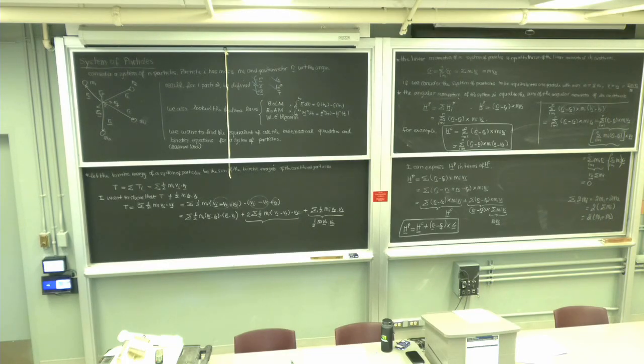Questions? Yeah, I guess, could I plug in VC here, but then? Yeah, we can replace the sum of MI VI by MVC.